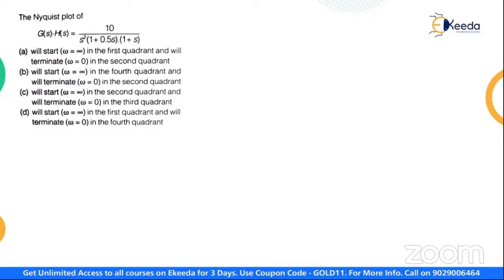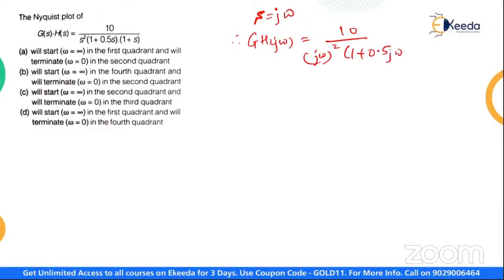See, g of s h of s equal to 10 upon s squared into 1 plus 0.5 s into 1 plus s. Now just replace s equal to j omega. The moment we replace that, we get g of j omega h of j omega. So g h of j omega equal to 10 upon j omega the whole squared into 1 plus 0.5 j omega into 1 plus j omega. Correct on this. What is it equal to?